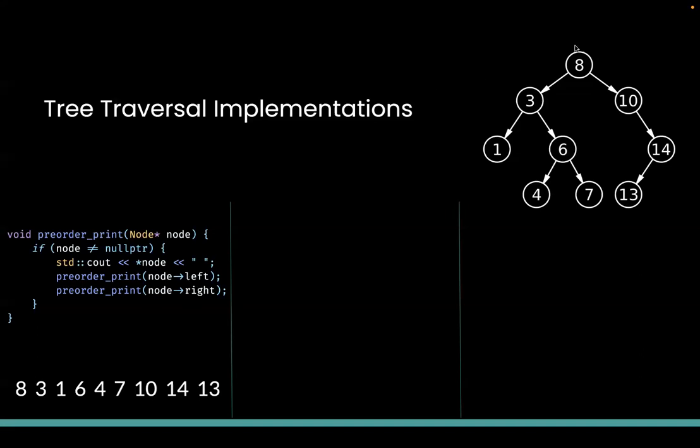And as you can see, that's going to end up looking something like 8, 3, 1, 6, 4, 7, 10, 14, 13, right? So that's maybe not too difficult to understand. The idea being you print the node and then you visit all of its children, printing them along the way.